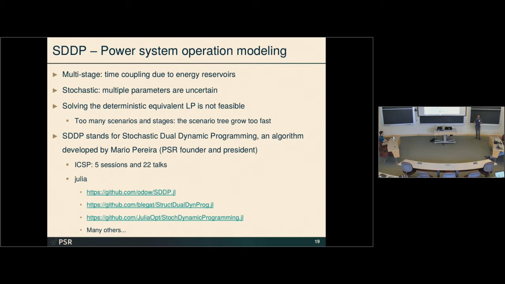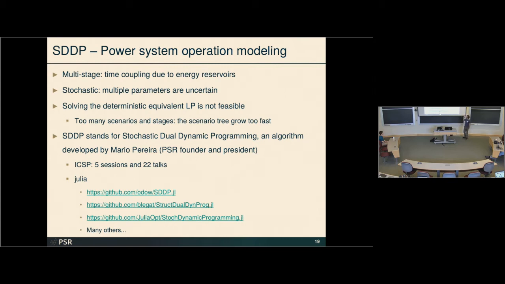Now you have a big multi-stage stochastic program, and to solve that there is this nice algorithm called SDDP, which stands for Stochastic Dual Dynamic Programming. It was developed by Mario Pereira, PSR founder and current president. SDDP in ICSP has 5 dedicated sessions and 22 talks. Shabir Ahmed made this computation, so if it's wrong, we can pin it on him.